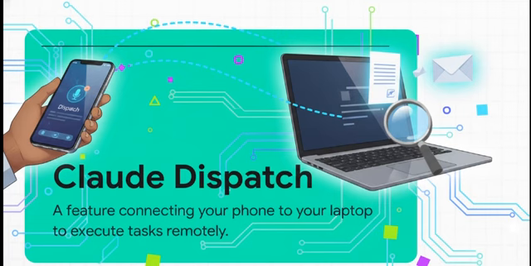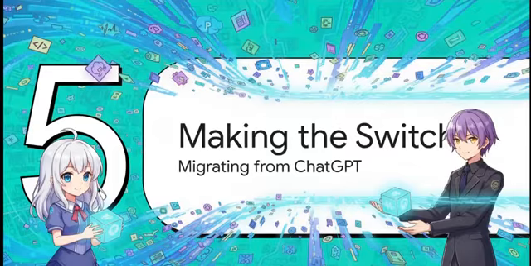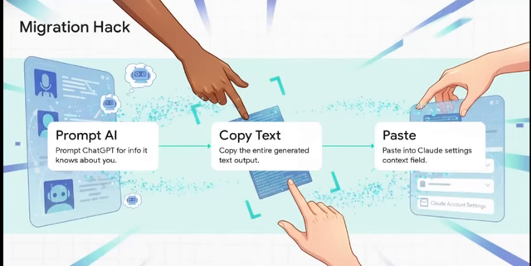ever touching your keyboard. Finally, let's tackle that last friction point. Section 5, making the switch. So, the crucial point is this clever 3-step migration hack to overcome the switching cost. Step 1, you literally go into ChatGPT and prompt it to generate a summary of absolutely everything it knows about you. It's kind of like asking your ex to write your new dating profile.